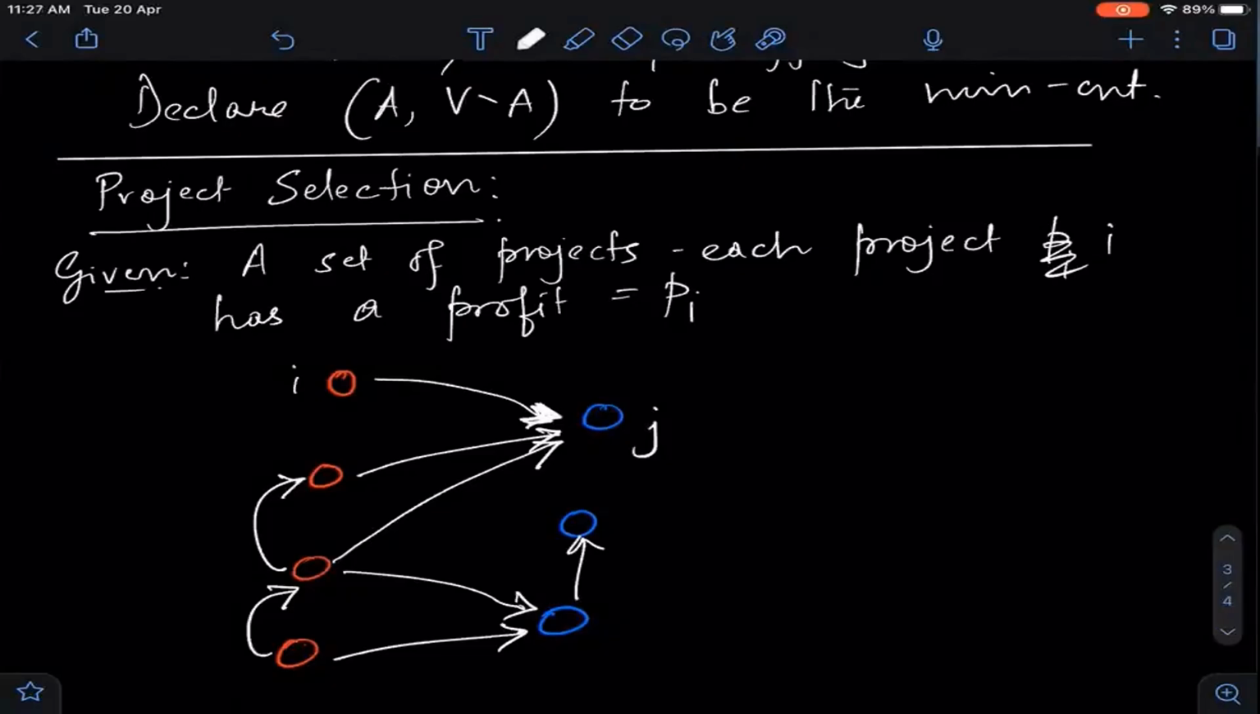Similarly, say you want to finish this one, then you have to finish J as well and this one as well. Suppose this is J prime. If I want to finish, say, I prime, then I have to finish both J and J prime. So that gives you a dependency relationship. Is it clear to everyone?